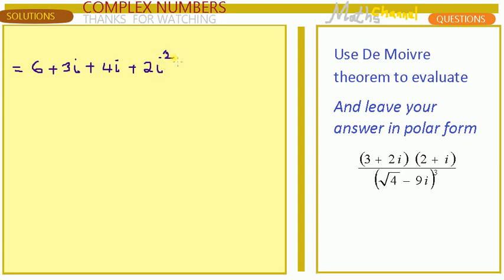Then from here I will add the like terms. In 6 I'll add 3i and 4i, you have 7i.